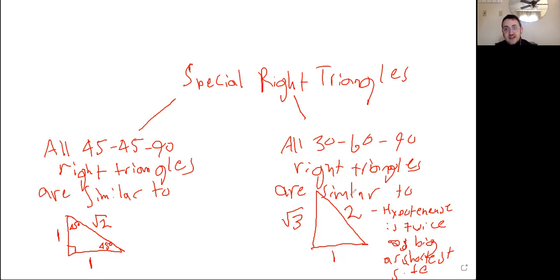So the good news is that all 45, 45, 90 triangles are similar to the 1, 1, square root of 2 triangle. And all 30, 60, 90 triangles are similar to the 1, 2, square root of 3 triangle. So let's look at a few Delta Math examples. We're going to start with a basic one, and then work our way up to what a more difficult one looks like.